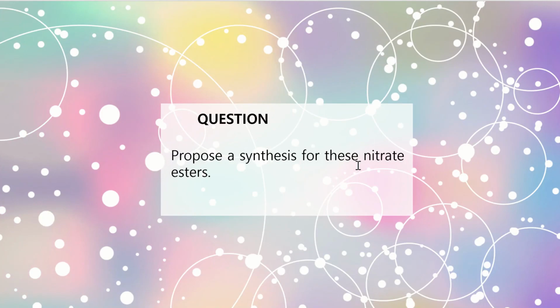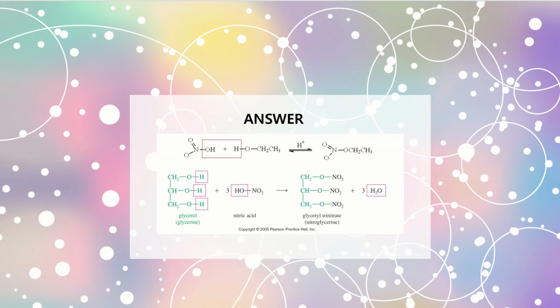So we have a question here. Propose a synthesis for these nitrate esters. All right, as we saw a couple slides ago, in the synthesis of nitroglycerin, we started off with glycerol in the presence of a mixture of acids, whether it be nitric acid with sulfuric acid, and you end up with nitroglycerin. So generally it's an acid or acids and an alcohol, as seen here, that results in the formation of the nitrate ester.